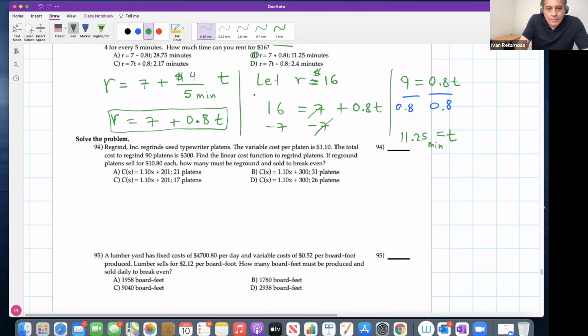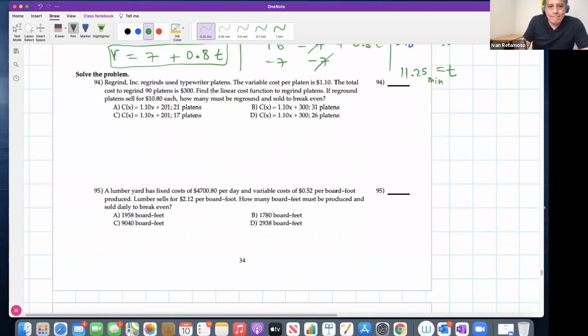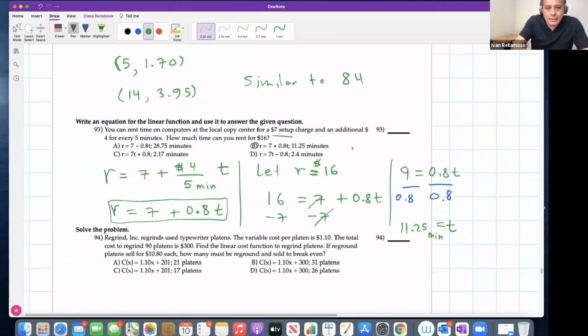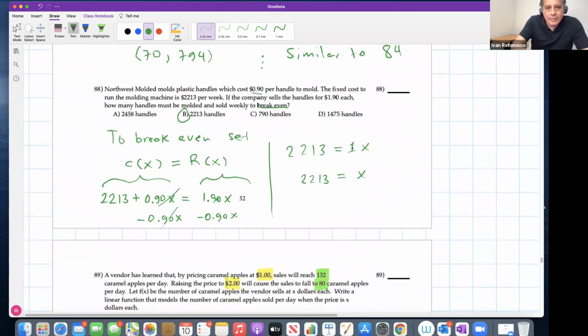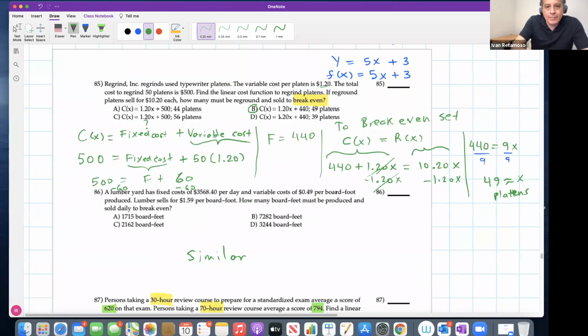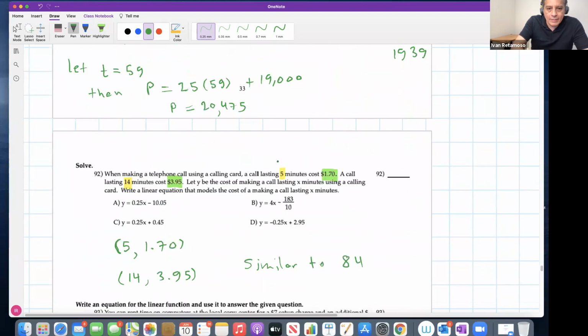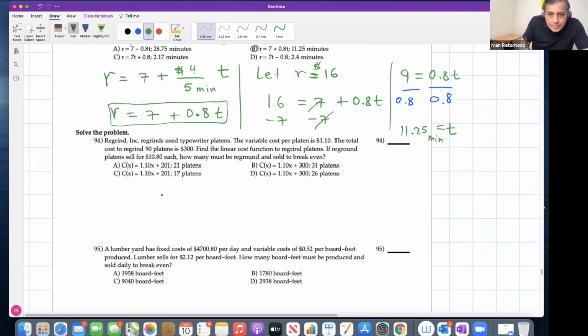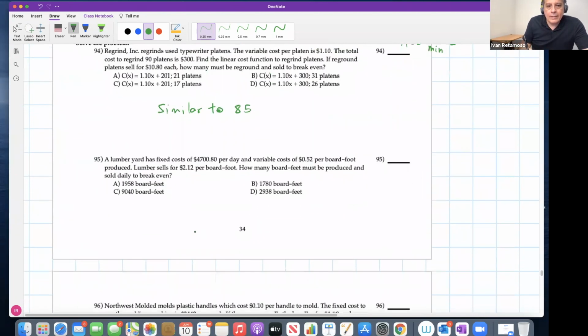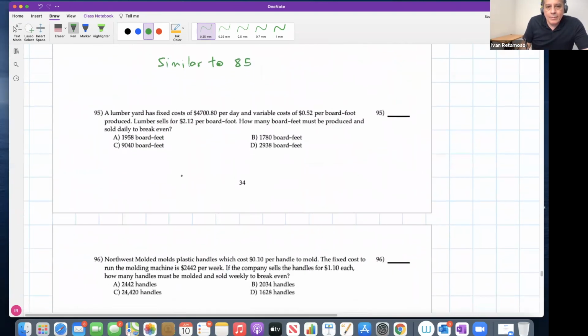Let's see, let's check more forms. This one we did, right? Similar to, yeah, this is similar to one that we did. Let me see, where is this? To break even, this one, right? Yeah, similar to 85. So I'm gonna write here, similar to 85. This one. Maybe we should try this.